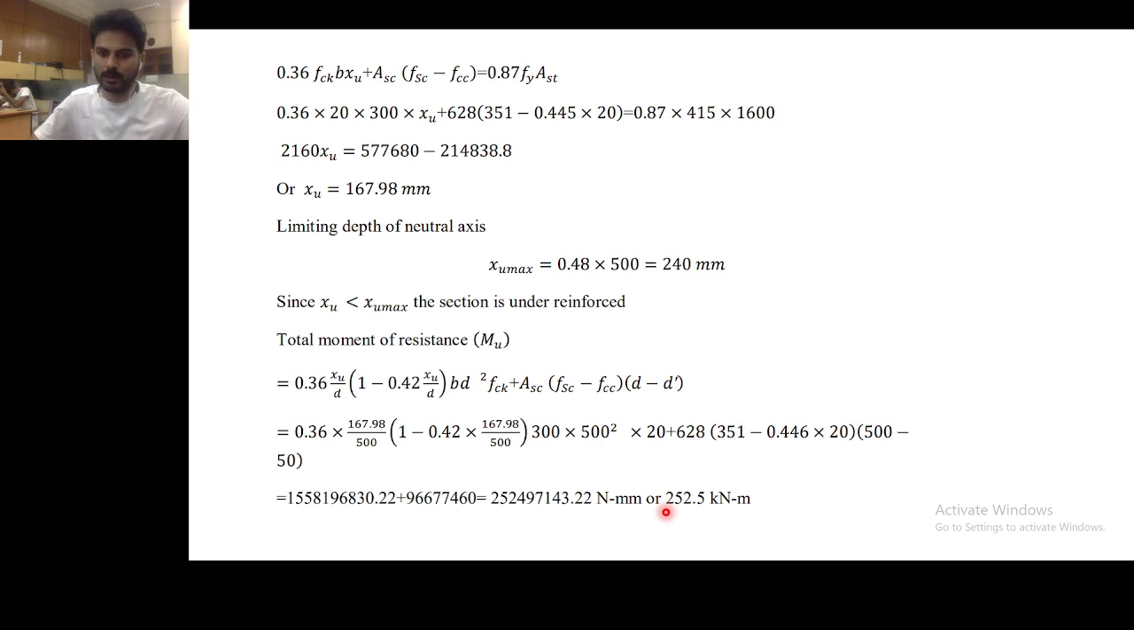Any problem in understanding this solution, or shall I repeat? For calculating XU, which is the neutral axis, there is a direct formula, and we have used this formula. We know FCK, we don't know XU. We know all of ASC, FSC, FCC, AST and FY. So we have put those directly in the formula and solved it. Okay, let's move forward to the next question.